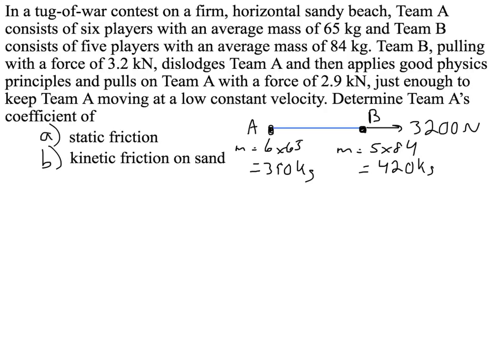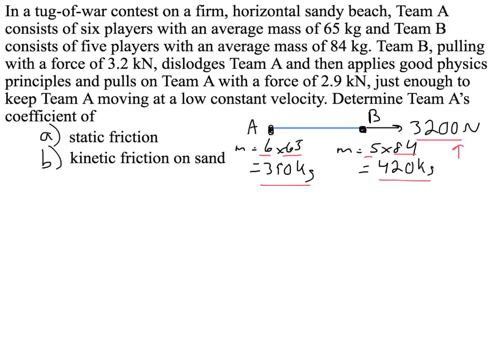In a tug-of-war contest on a firm horizontal sandy beach, Team A consists of 6 players with an average mass of 65 kilograms. That's what I've written right here. So Team A, 6 people, 65 kilograms, that's their total weight. And Team B consists of 5 players with an average mass of 84 kilograms, giving them a final weight of that. Team B, pulling with a force of 3.2 kilonewtons, which is 3,200 newtons, dislodges Team A. So they need this much force in order to exceed the static friction, the maximum static friction.